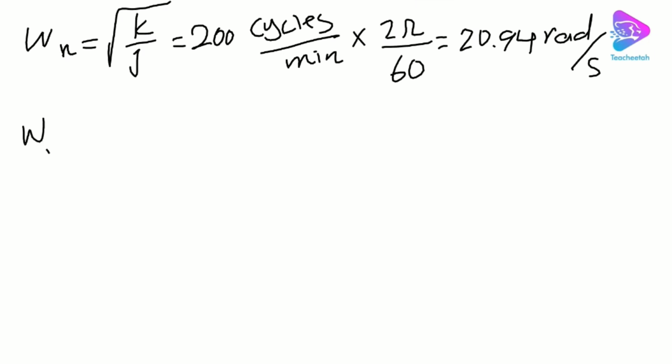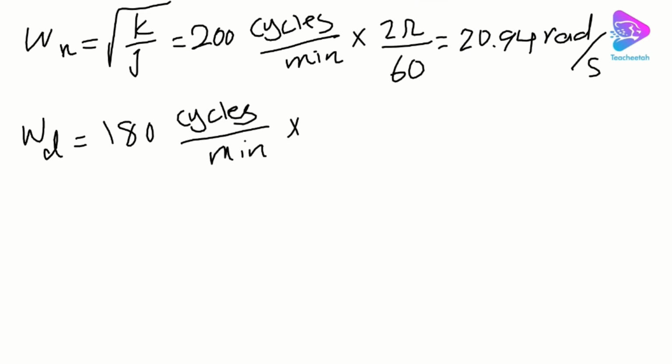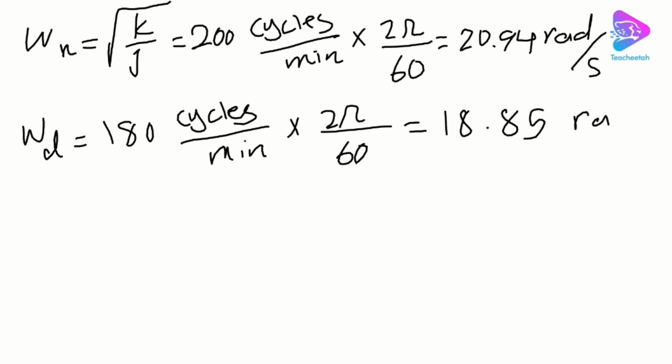So this is how we can find the natural frequency of the undamped system. Then for the damped system, we have 180 cycles per minute. So we times 2 pi over 60, which gives us nearly 18.85 radian per second. As expected, the damped frequency is smaller than the undamped frequency. So we have everything.